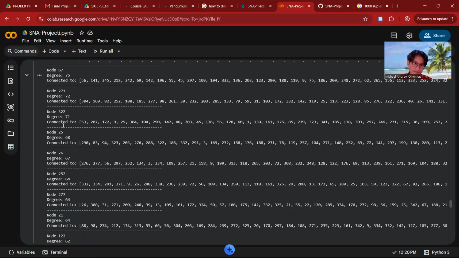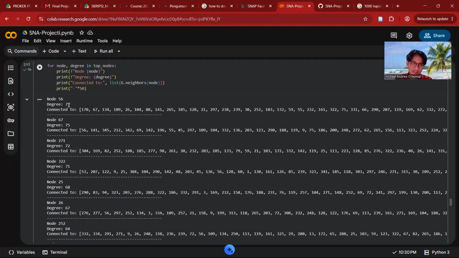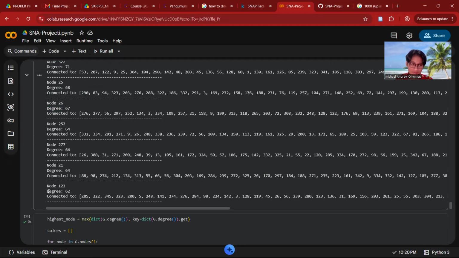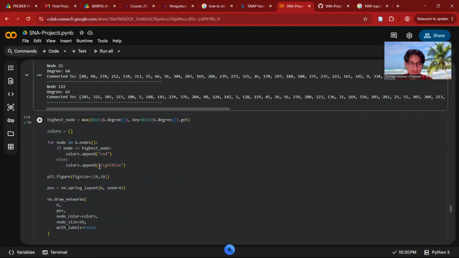You can see the larger the degree, the bigger the friendship, or the bigger the connection, the more connections. And because node number 122 only has 62 degrees, we can say there's only 62 connections, or 62 edges that connect to other people. Okay, let's carry on.